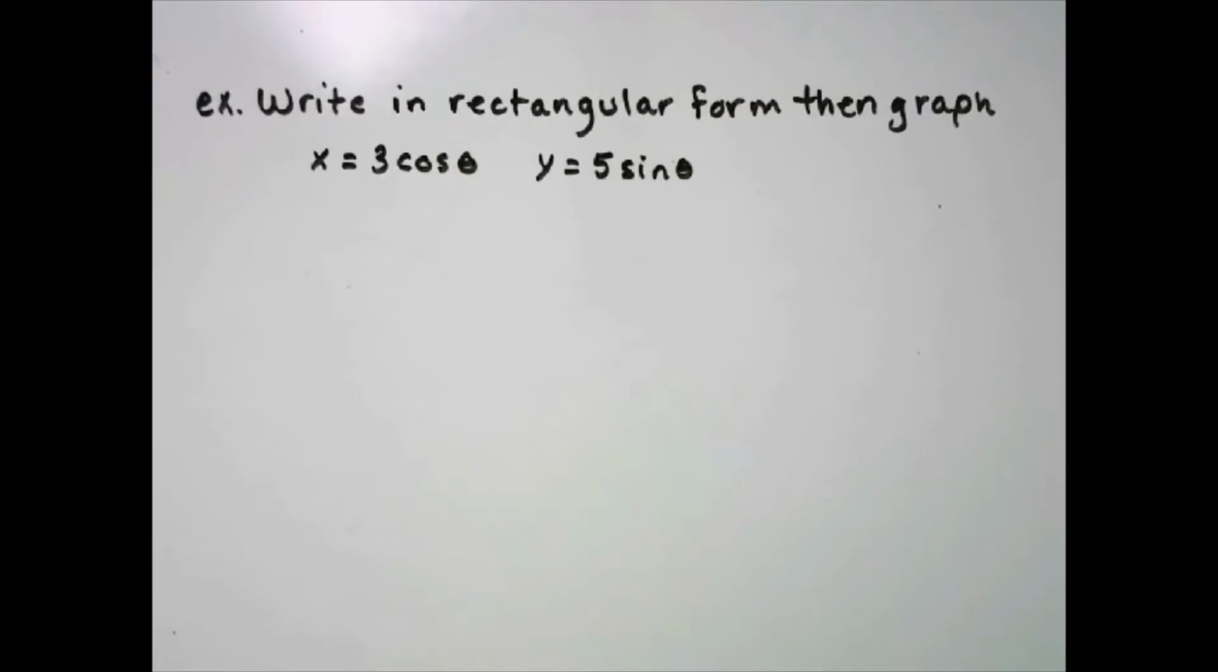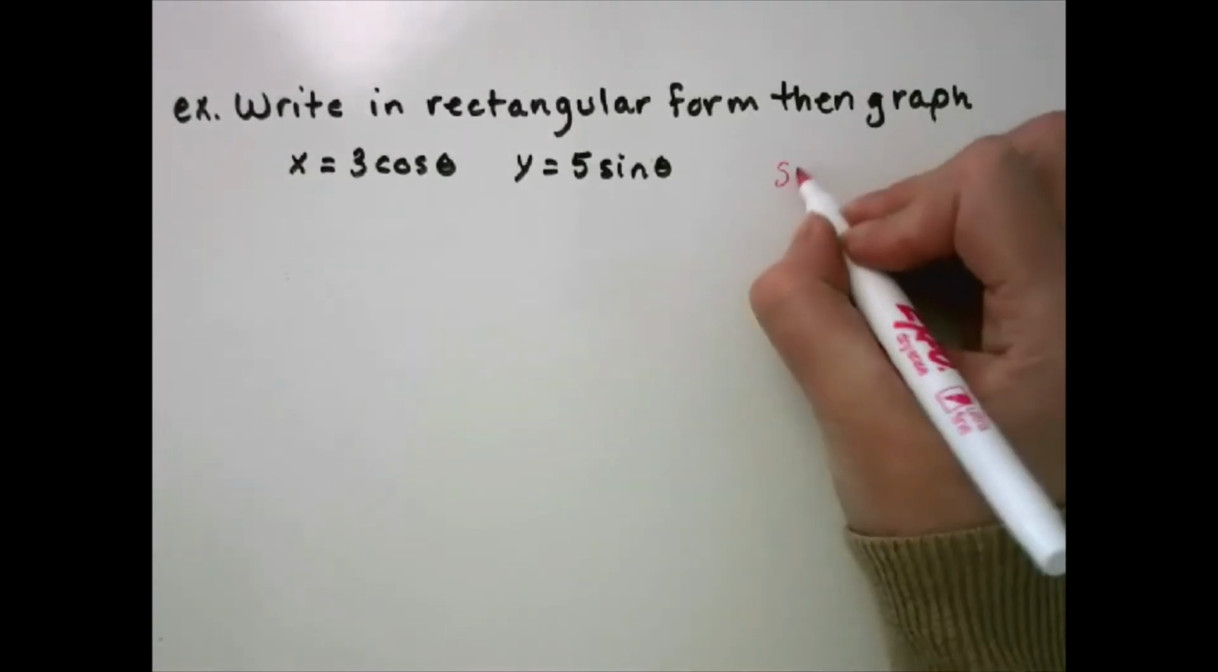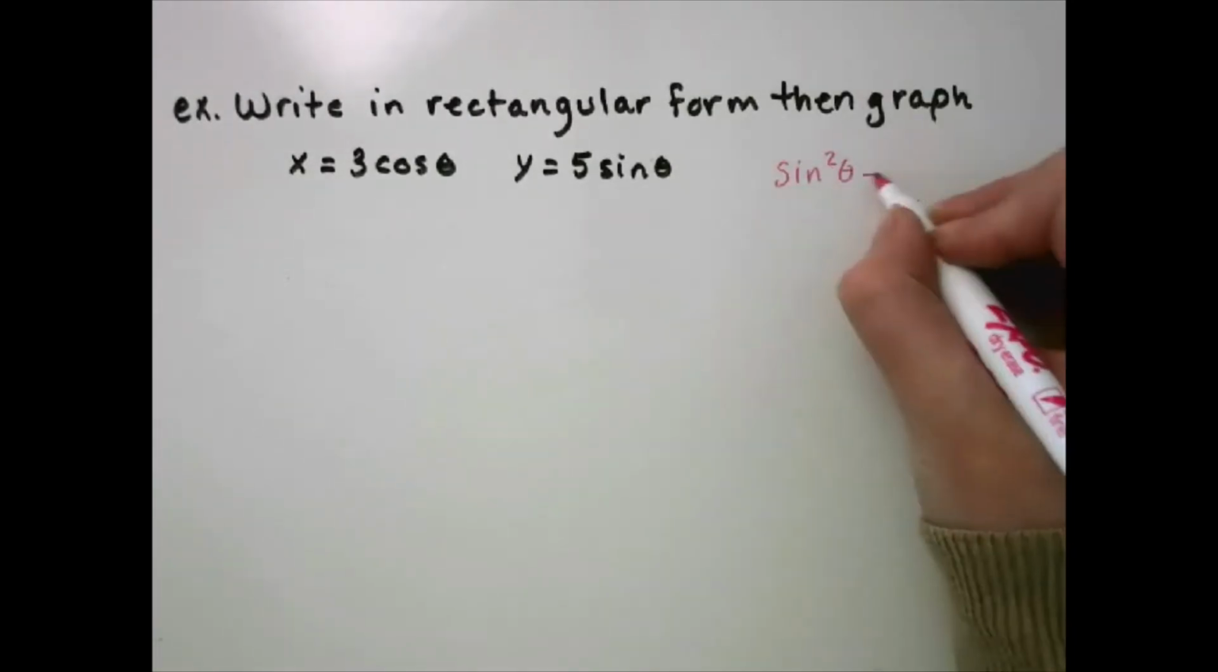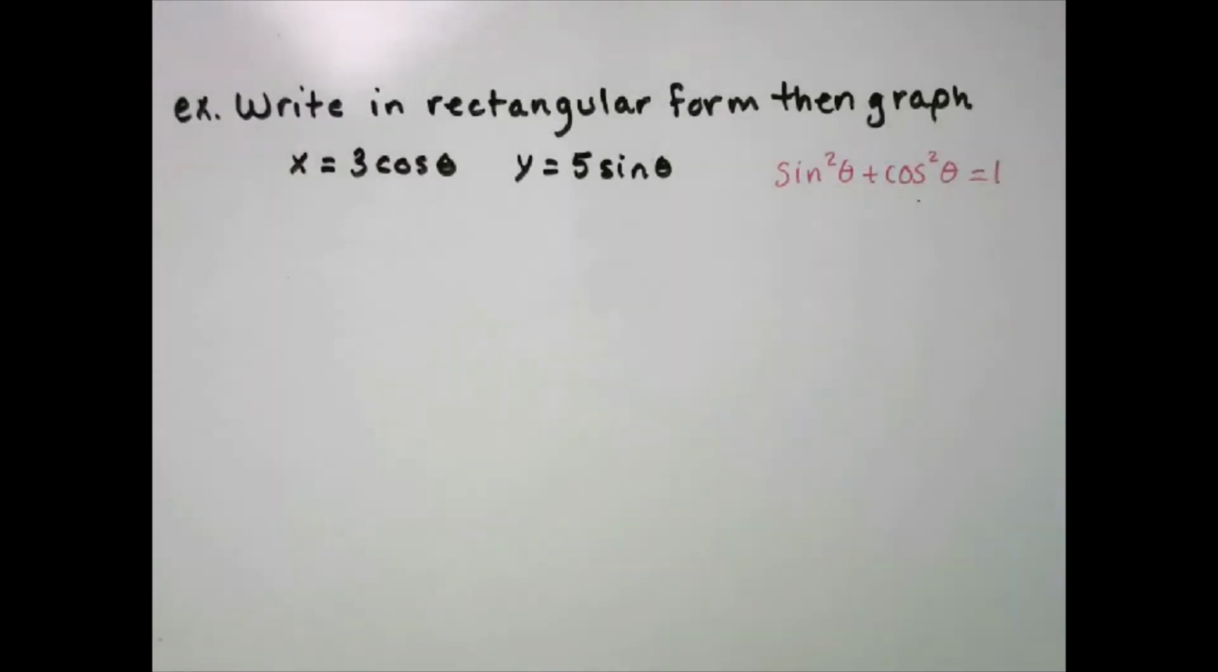Okay, so we're going to write in rectangular form, and then we're going to graph the parametric equations x equals 3 cosine theta and y equals 5 sine theta. So first we're going to be plugging this into sine squared theta plus cosine squared theta equals 1. So I'm going to solve for sine squared and solve for cosine squared.